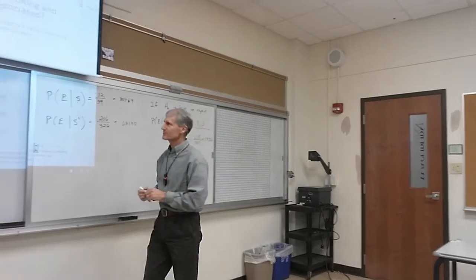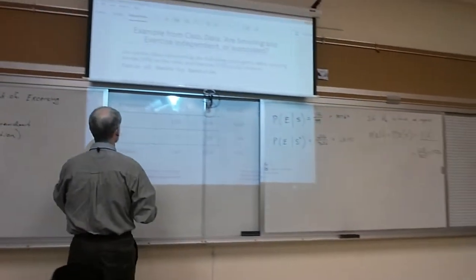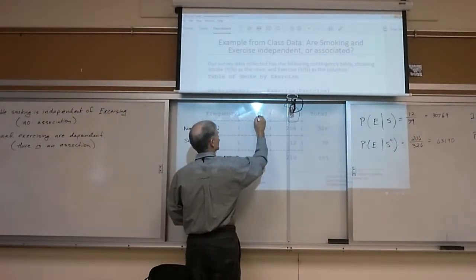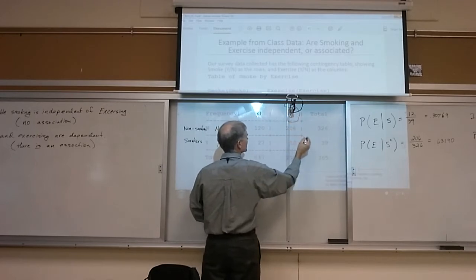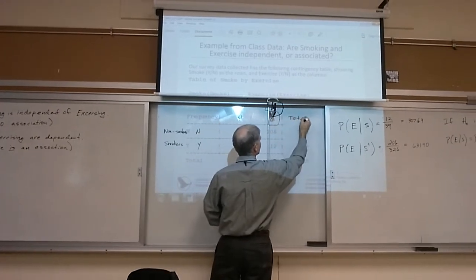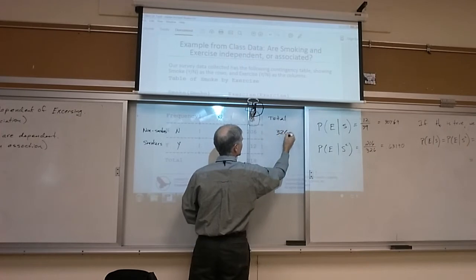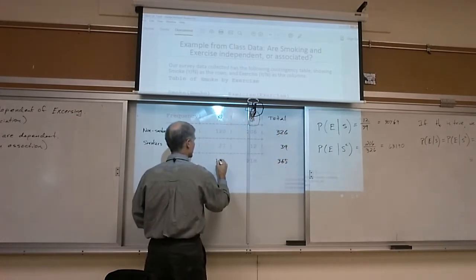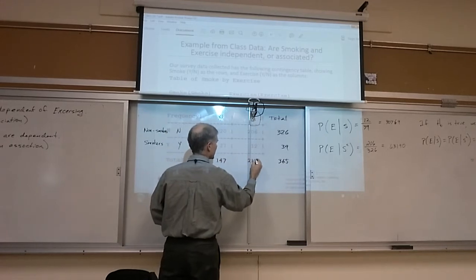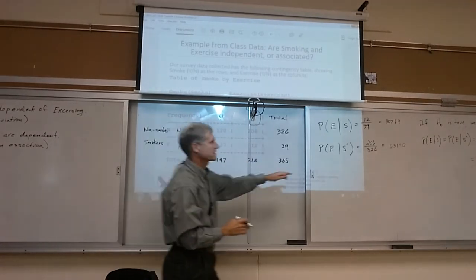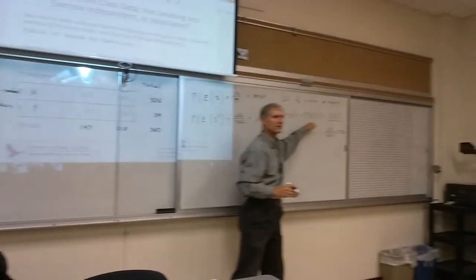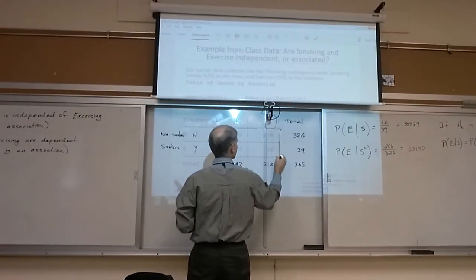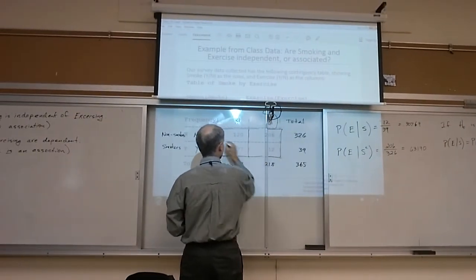Now, here's your challenge. I'm going to mark these so that I can turn this projector off. And your challenge is to fill in the table with the numbers that would make the null true. Make this statement true. Okay? So, you have been challenged.